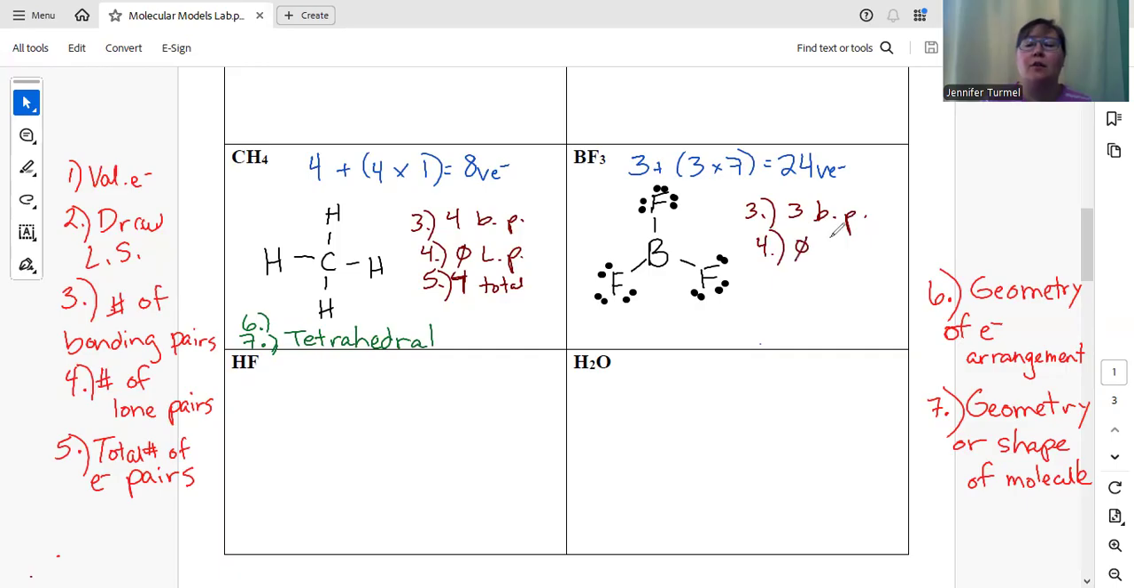We have 0 lone pairs. And so that means that we have 3 total pairs again. These are much easier than the ones we started with. All right. And then notice again that we have no lone pairs on the center atom. And when we have no lone pairs on the center atom, 6 and 7 over here are going to be the same. And these are going to be trigonal planar.